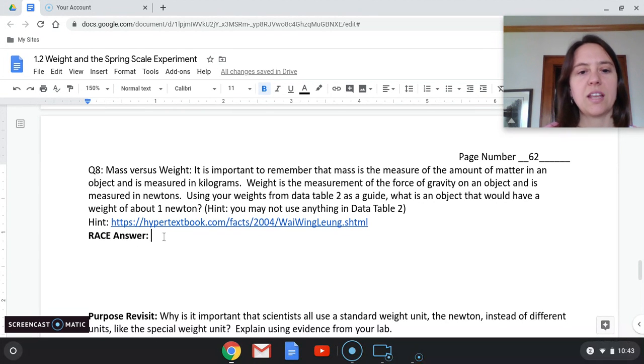So let's talk about the race answer. We would want to restate the question. An object or objects that have a weight of about 1 newton are, and then you would fill that in. Okay, you can pause the video while you do that.